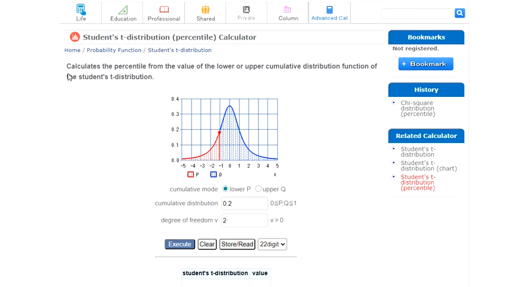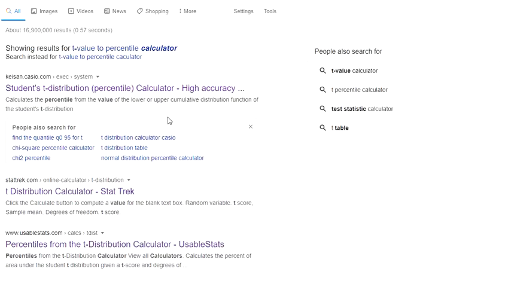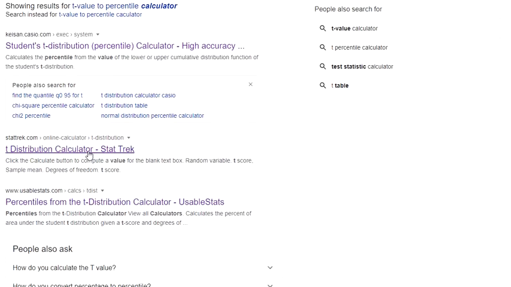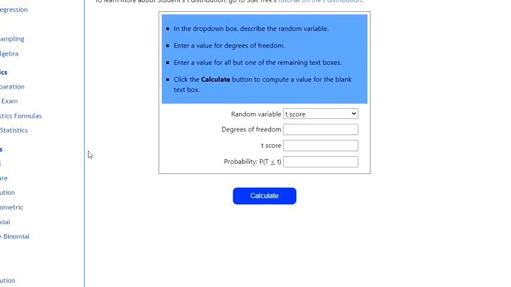Oh wait, what is this? Oh yeah, this is the same one I was using in another video except for t. Degrees of freedom is just n minus 1. So if you had like 23 samples, you plug in 22. And then, oh, actually this one isn't going to work. This is in reverse. Even though I searched t-score to percentile, it gave me percentile to t-score. Let me check the next one.